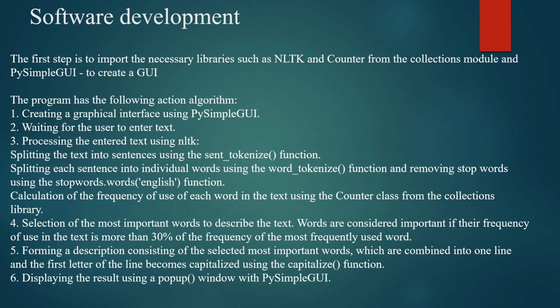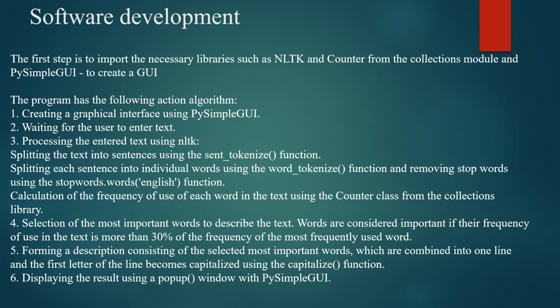PySimpleGUI to create a GUI. The program has the following algorithm of action: creating a graphical interface using PySimpleGUI, waiting for the user to enter text, processing the entered text using NLTK, splitting the text into sentences using the sent_tokenize function, splitting each sentence into individual words using the word_tokenize function, and removing stop words using the stopwords English function.